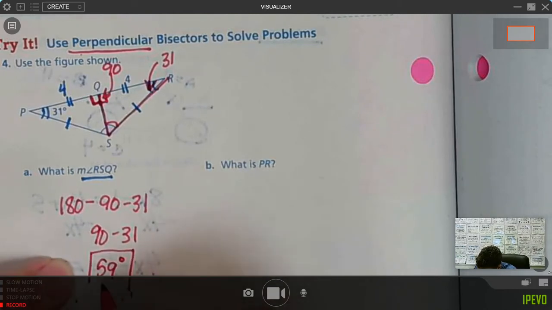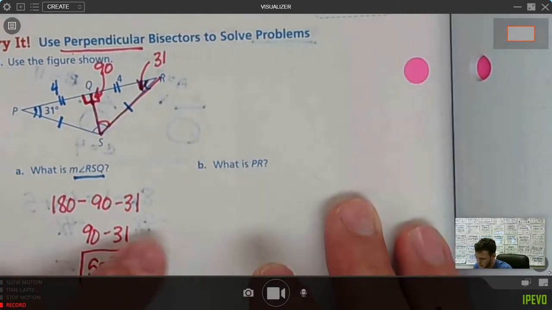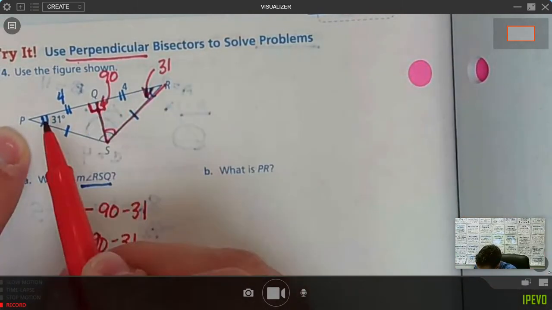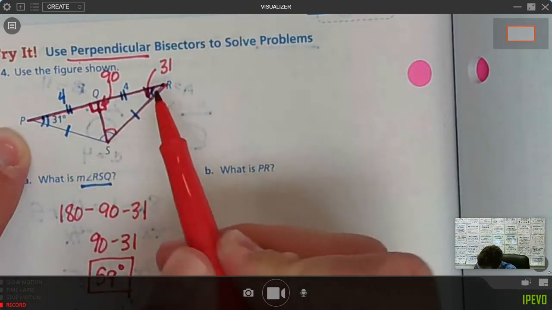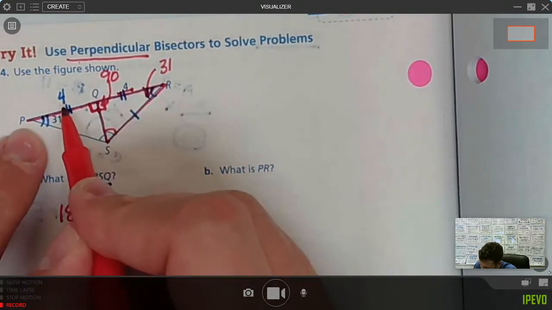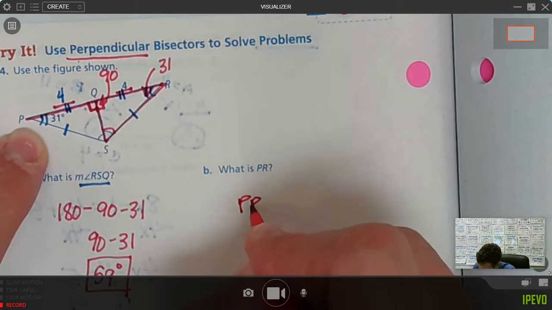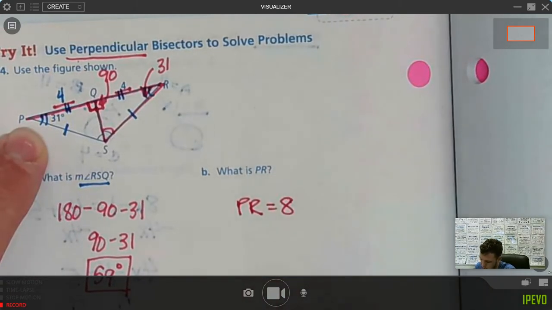Okay, it also asks for PR. PR is right here. So remember how we said this was 4, and so this side had to be 4. So we know PR has to equal 8, because we add those 2 segments together to get 8.